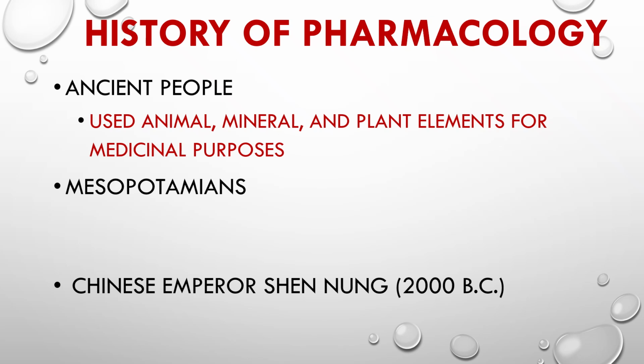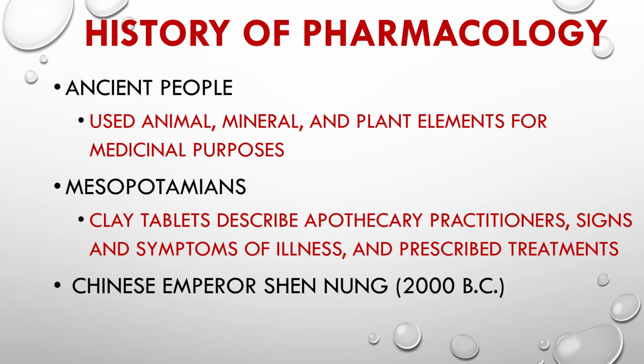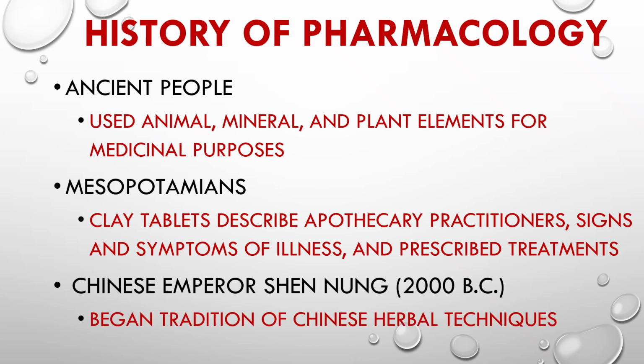A little bit newer, still a long time ago, the Mesopotamians have clay tablets that have been found that describe apothecaries, which were like pharmacies a long time ago. These were people talking about signs and symptoms and what to use to treat those. And then the Chinese, around 2000 BC, began the herbal medicines. Chinese and herbal medicines go hand in hand, like those alternative drugs that we think about today.